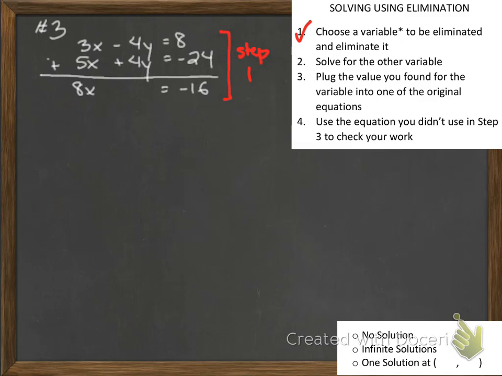Now I have to solve for x. So I will do this simply by dividing both sides by 8, and I find out that x is equal to negative 2.